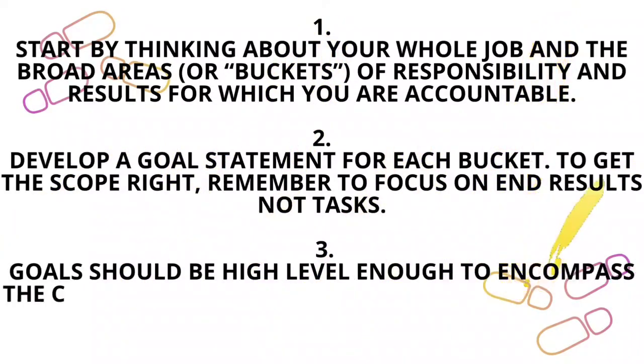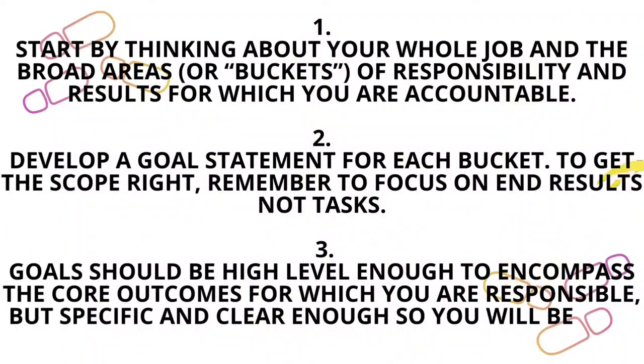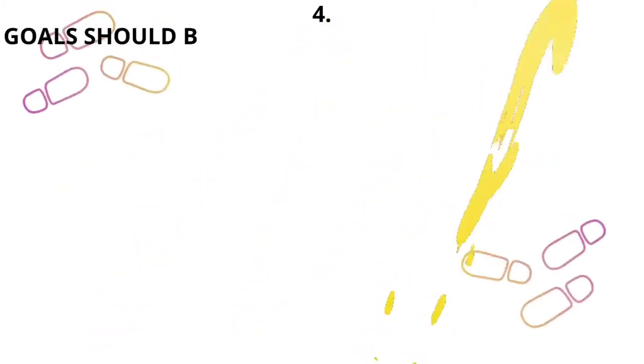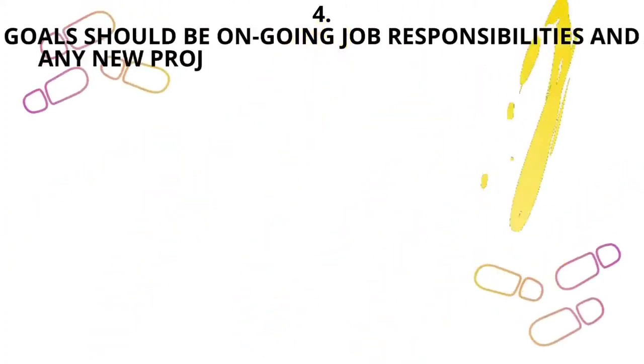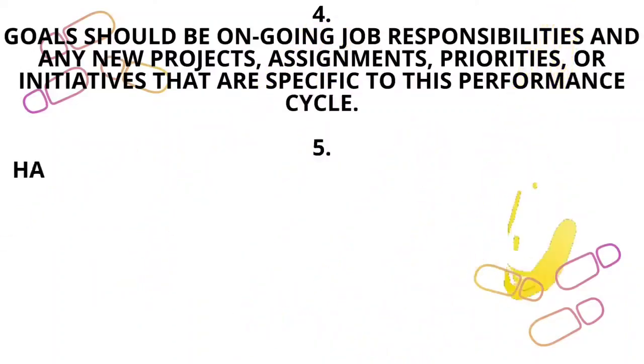Number 3. Goals should be high level enough to encompass the core outcomes for which you are responsible but specific and clear enough so you'll be able to measure success. Number 4. Goals should be ongoing job responsibilities and any new projects, assignments, priorities, or initiatives that are specific to this performance cycle.